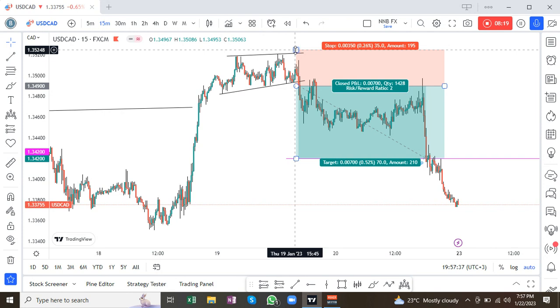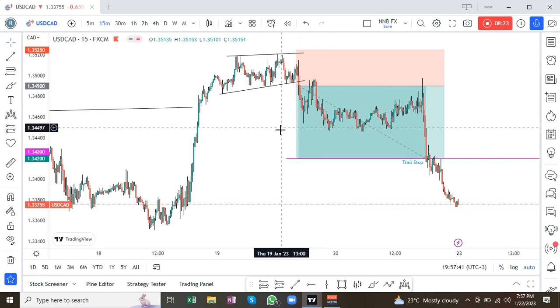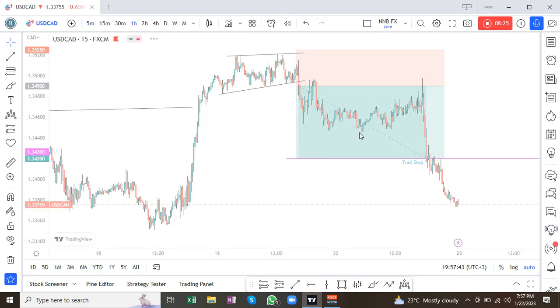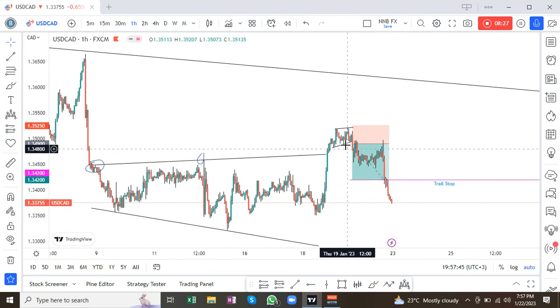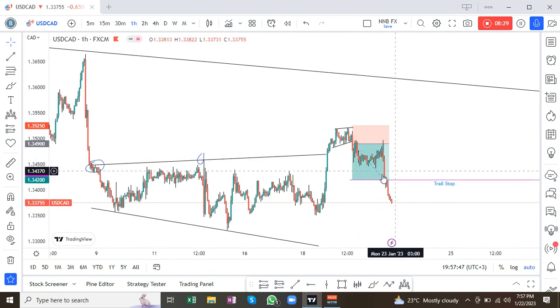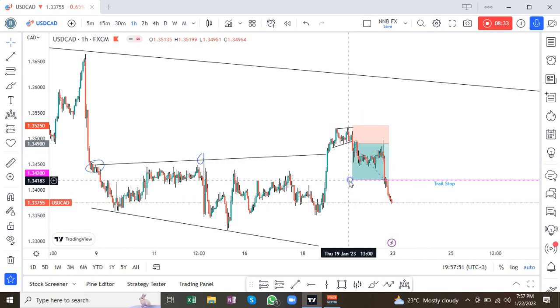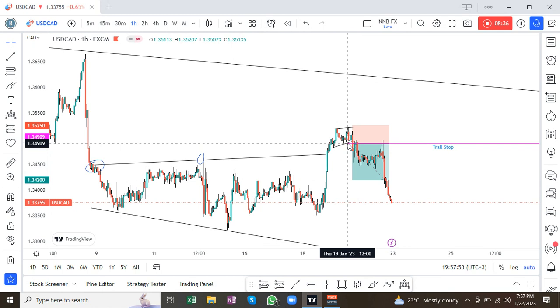My stop loss was just above the structure. The market impulsed just a little and then corrected, and it impulsed down. After this impulse right here, I moved my stop loss to break even.